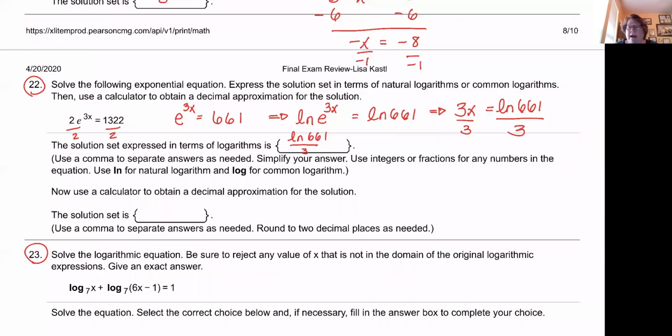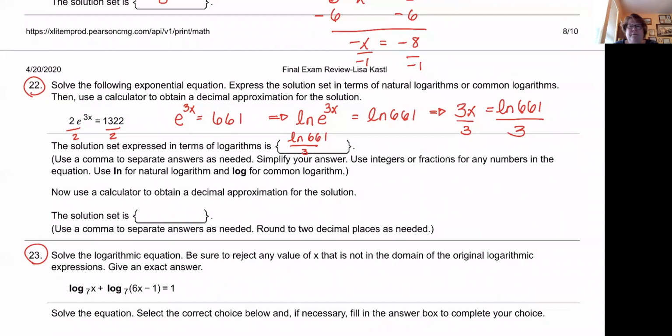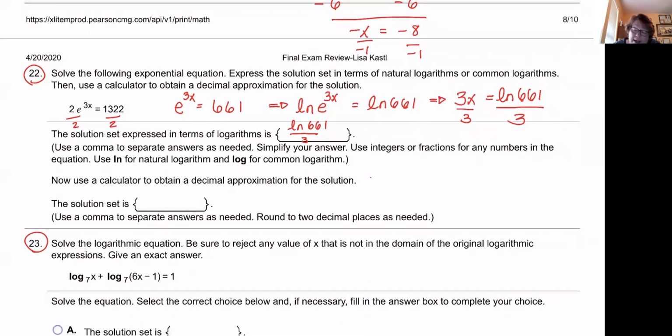All right, so then you take your calculator out, and you're going to find a decimal approximation to this value. So you'd find your LN button on your calculator. And when you click that button, it opens parentheses for you. You type in the 661, close the parentheses, then divide that by 3. And when I did that, I got 2.16.